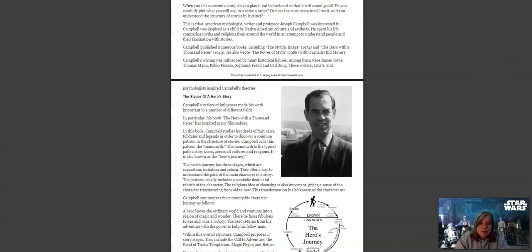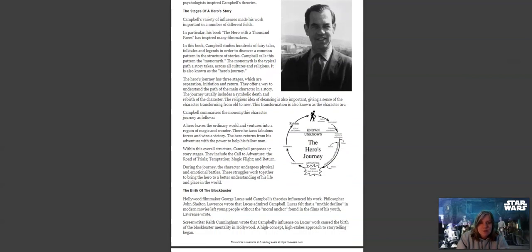Campbell's writing was influenced by many historical figures. Among them were James Joyce, Thomas Mann, Pablo Picasso, Sigmund Freud, and Carl Jung. These writers, artists, and psychologists inspired Campbell's theories. The stages of a hero's story. Campbell's variety of influences made his work important in a number of different fields.